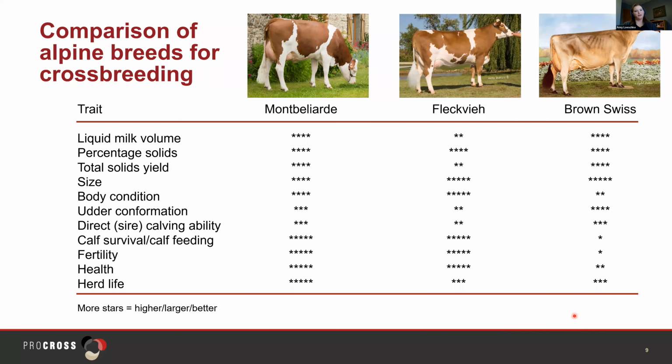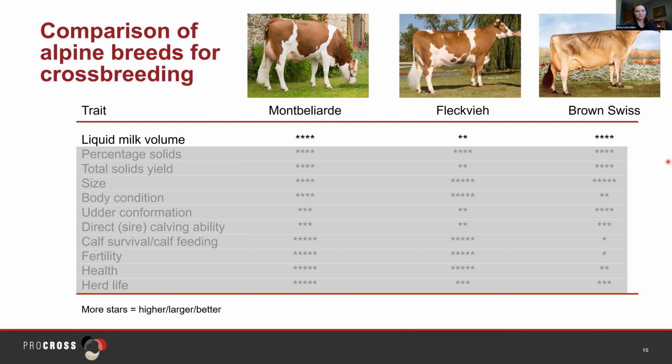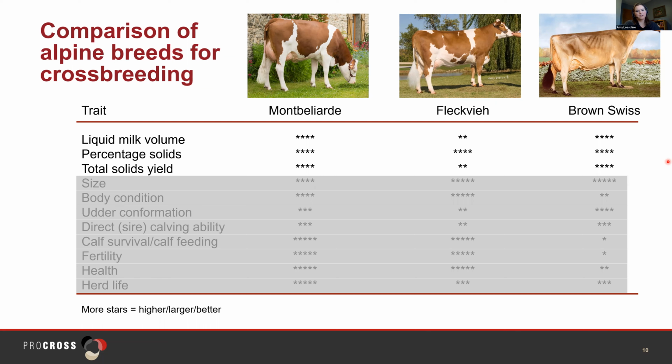I want to compare across, then directly compare Montbelliard with Fleckvieh and Brown Swiss, these other breeds of similar genetic heritage, because we can't necessarily say that they're the same. They do offer different things. So let's start with talking about these top 3 rows here, the yield traits.